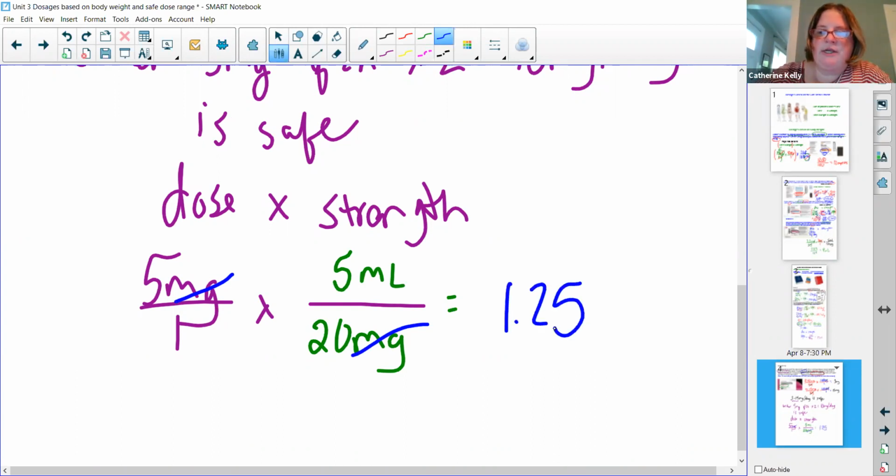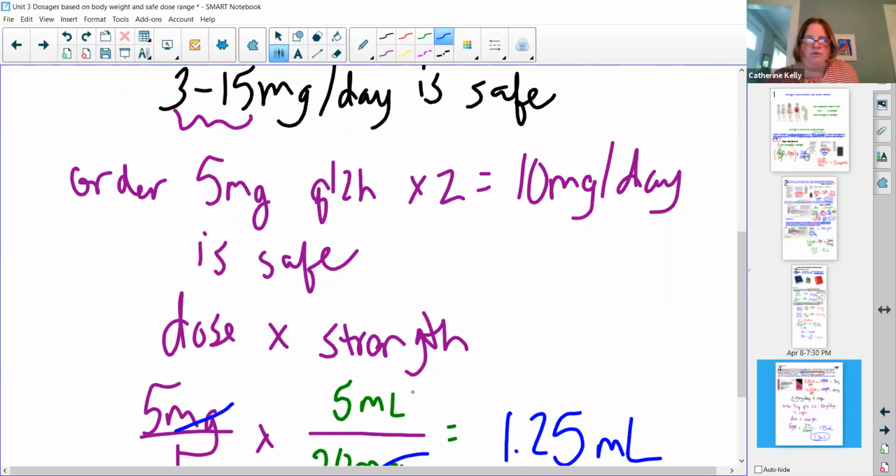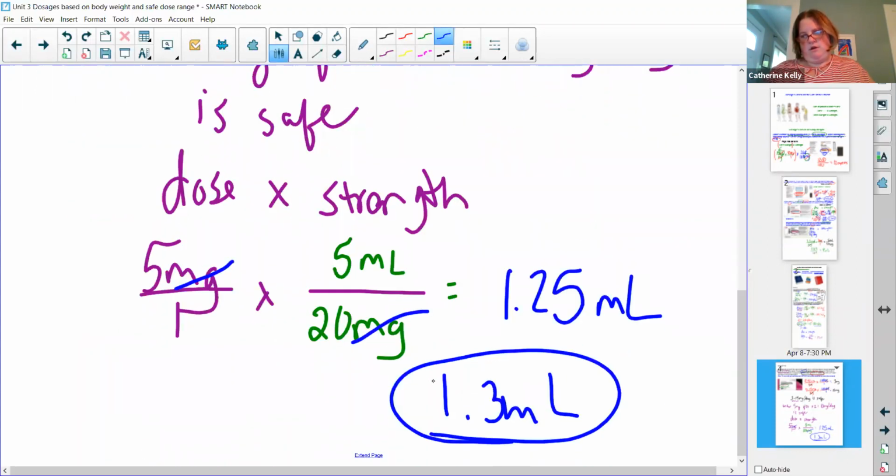Since you're administering it intramuscularly, it's going to be rounded to the nearest tenth, because your syringes go up by tenths if it's over 1 milliliter. So it's 1.3 milliliters. And remember, if it wasn't safe, if they prescribed something under or over those, you would contact the doctor and you would administer nothing.